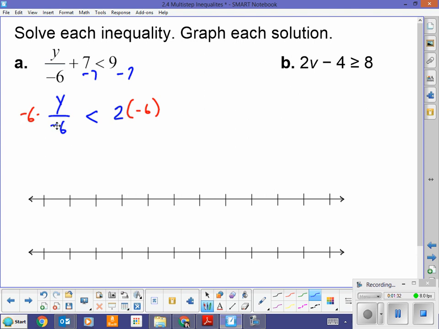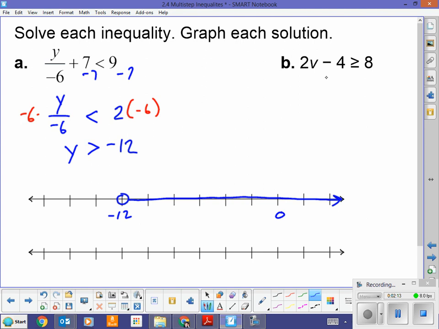And negative 6 divided by negative 6, of course, is 1, so 1y. I'm going to reverse my inequality symbol around because I multiplied by a negative number, and then negative 12. So y is greater than negative 12. So let's say 0, negative 2, negative 4, negative 6, negative 8, negative 10, negative 12 we'll call right here. I want an open circle because I'm not equal to negative 12. And then the numbers that are greater than negative 12 are to the right of negative 12.